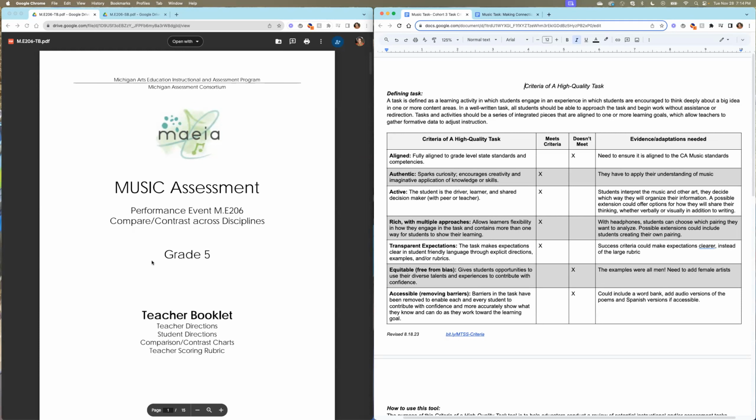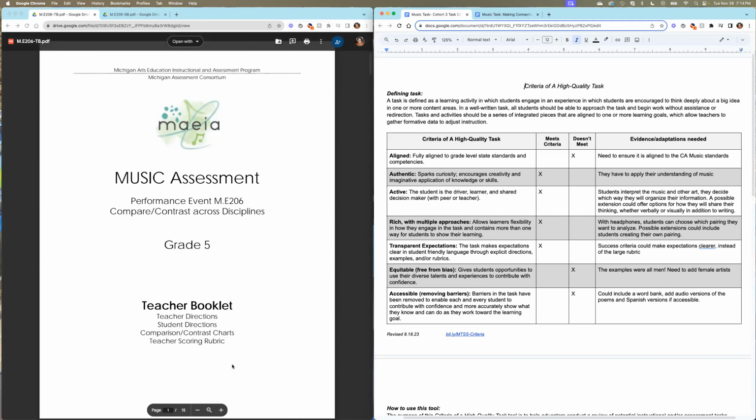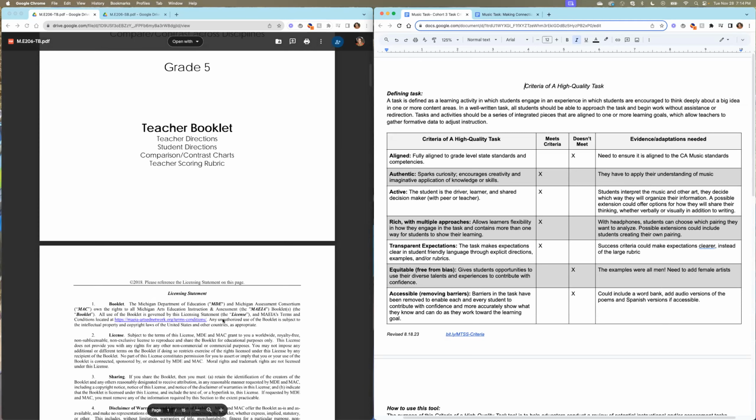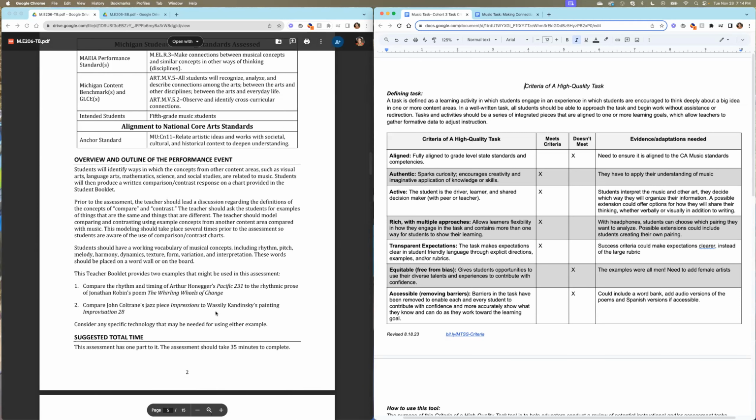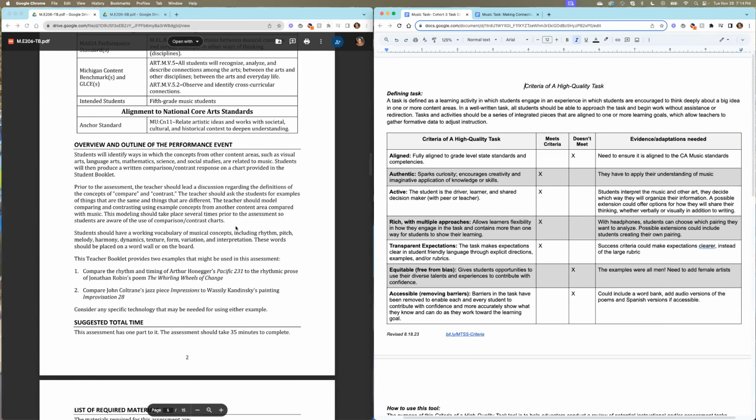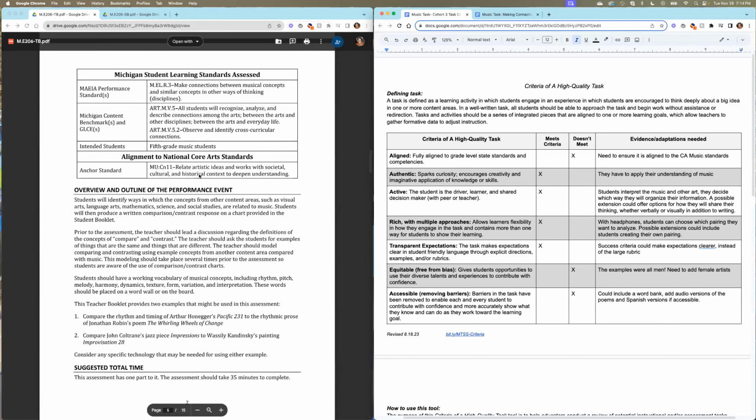It's a fifth grade music assessment, and there's a teacher and a student version. So I started by looking through the teacher version, and saw that the standards, while they do use the National Core Art Standards, I knew that I would have to think about making sure that our standards are aligned. So I would have to look at the California Music Standards. As I was going through the criteria, I realized that I would have to ensure that my final version was aligned to our California music standards.